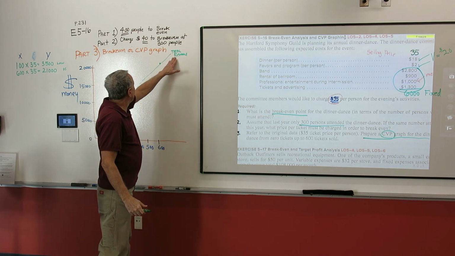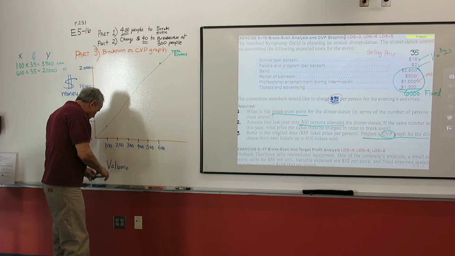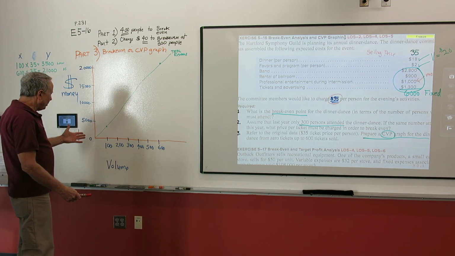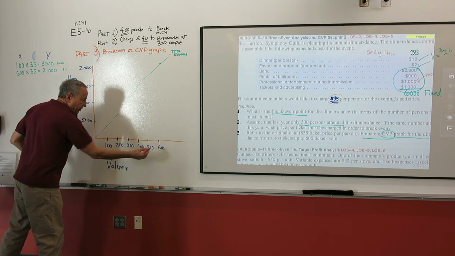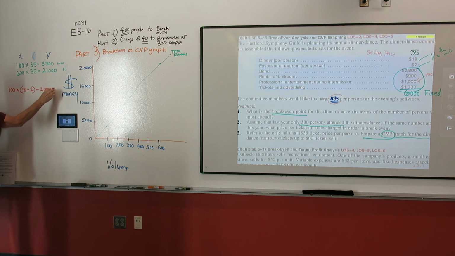And again, total revenue, and now we've got to come up with a total cost line. Well, let's do a total cost line, and we'll do it in red, using the exact same points. Let's do 100 and 600 for total cost. At 100 people, it costs me $18 plus $2. That's 20, that's $2,000. But I also have to add 6,000 to that.